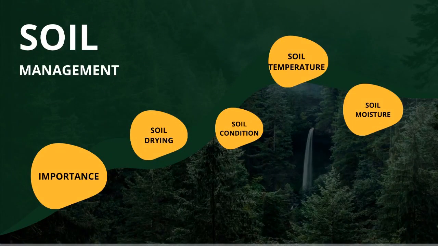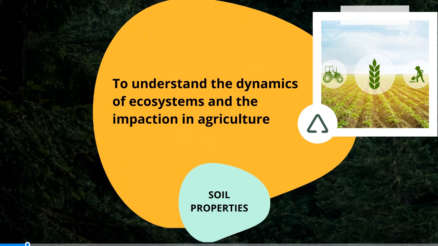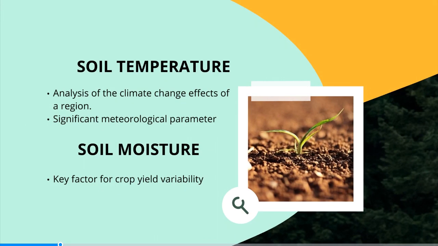We'll continue to talk about the machine learning application on prediction and identification of agricultural soil properties, like predicting the soil drying, the soil condition, the soil temperature, and soil moisture. By understanding the soil properties, we are able to know more about the dynamics of ecosystems and the impact in agriculture. For example, through interpretation of soil temperature, we can accurately analyze the climate change effects of a region, and it is also an important meteorological parameter regulating the interaction between ground and atmosphere, while soil moisture is a key factor for crop yield variability.